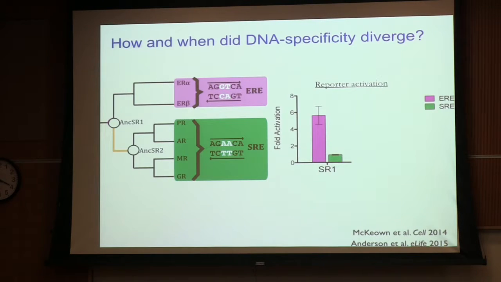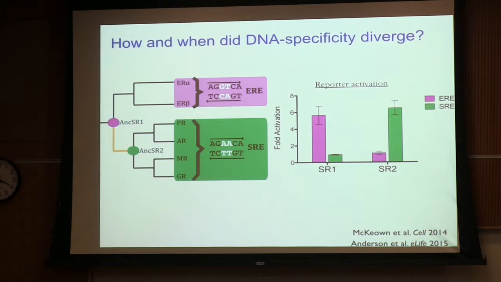Okay, so here are those results. SR1, here's the ancestor of the whole family. Nice, robust activation above baseline expression off the ERE. No activation whatsoever off the SRE. SR2, the specificity is exactly reversed. No activation whatsoever off ERE, robust activation off of SRE.